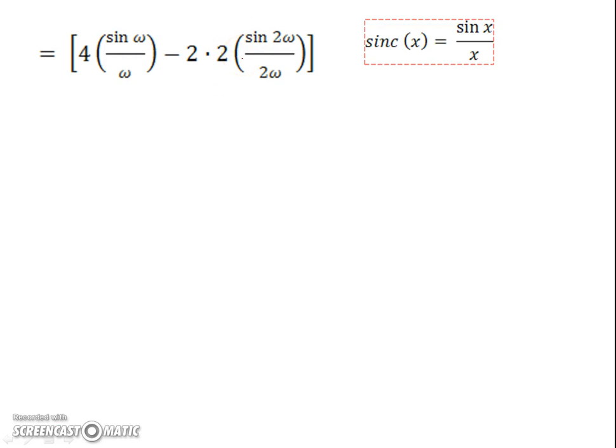Also we have to note that sinc x equals sine x over x. So we will add the two here and outside here so that we can have the sine omega. So the final answer for this would be 4 sinc omega minus 4 sinc 2 omega.